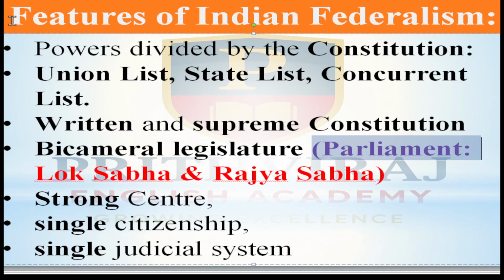Okay. Next, move to the next one. Along with that, a strong central government is there here. If compared to the state and central government, the central government is considered the stronger government here. Then along with that, here in India we have single citizenship and a single judicial system. Means Supreme Court, only one in the country. Then afterwards high courts come under it. Then lower courts come under them.